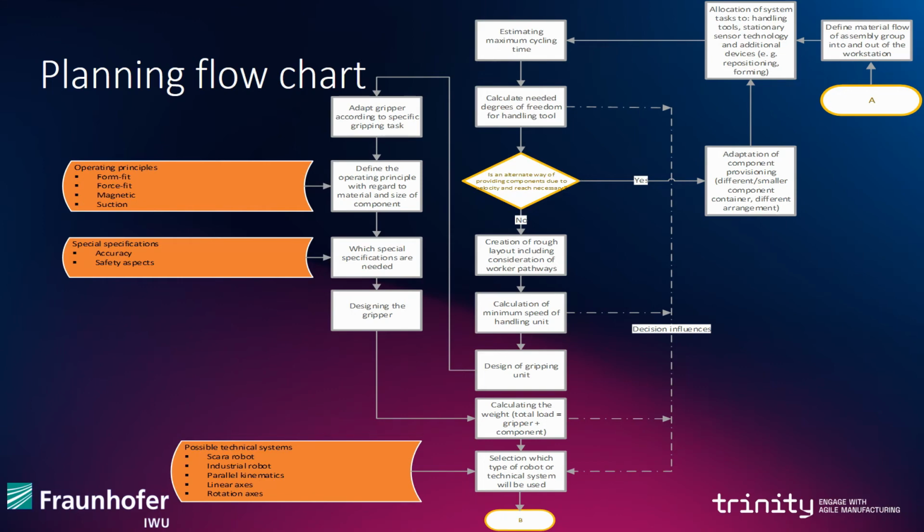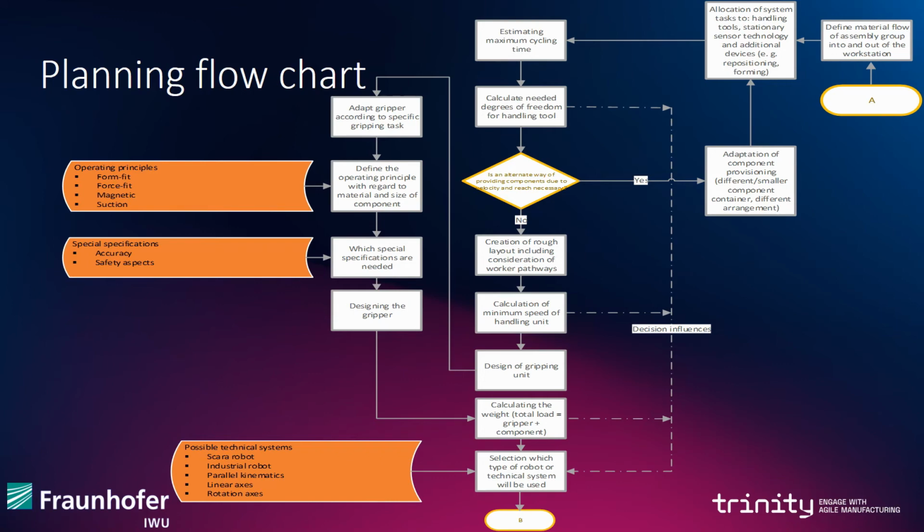Next, specific specifications such as safety aspects and requirements for a certain accuracy have to be considered. This concludes the considerations for the gripper, and the actual design process of the gripper can be conducted. After designing a suited gripper, the total load has to be calculated. The total load consists of the gripper plus the component it has to hold.